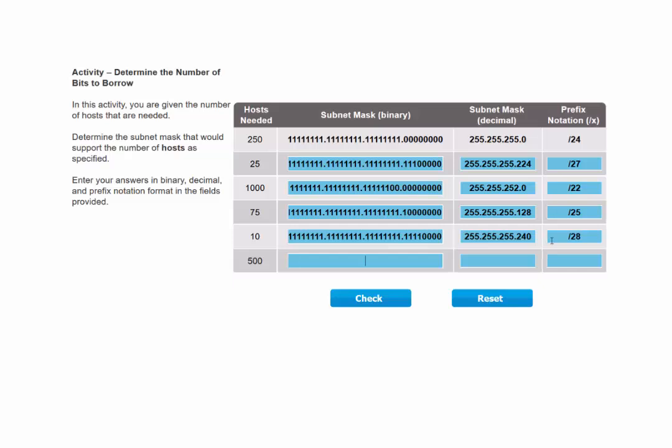All right, 500. Of course, 8 bits will give us 256, so we need 512. So we need to borrow another bit from the third byte, so this will give us 8 ones, 8 ones, and then here we need 7 ones, and then 0, and then the rest will be zeros. Okay, so of course this is 255 dot, of course, the third byte will be 255 minus 1, which is 254. And this, of course, will be slash 23.